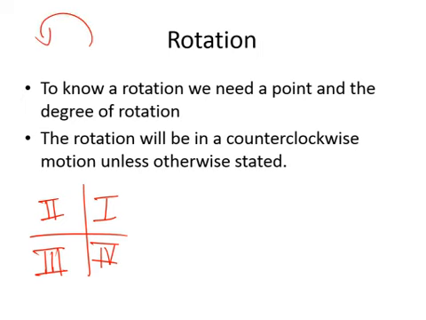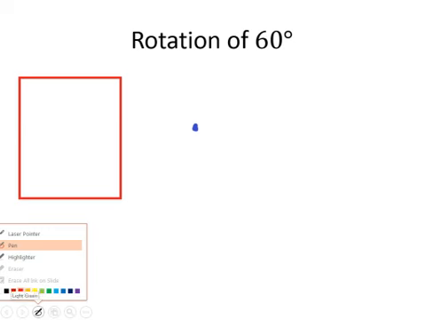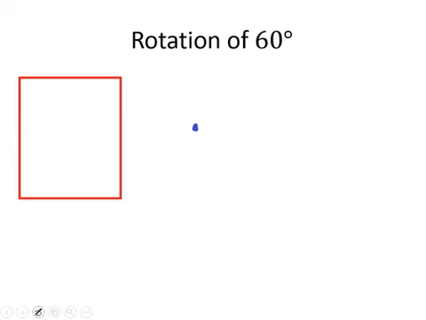Now, if we wanted to do a rotation, here's what we're going to do. When you have an object, you know how far you want to rotate it and the point of rotation. You can do it by hand. All you really need is a protractor and a straight edge. You pick one of the points to start. It doesn't matter which one. I'm going to start with the one that's closest, and draw a line from that point to the point of rotation.